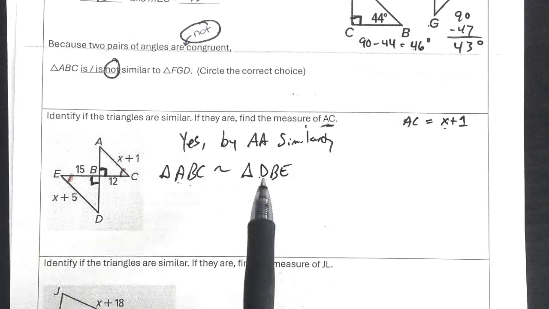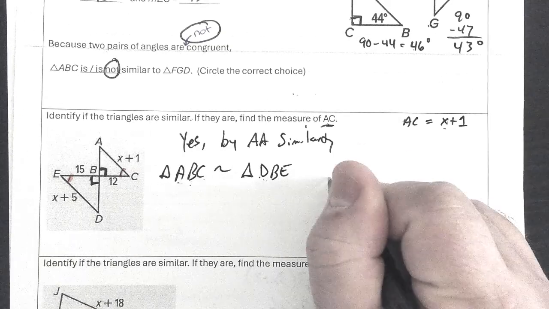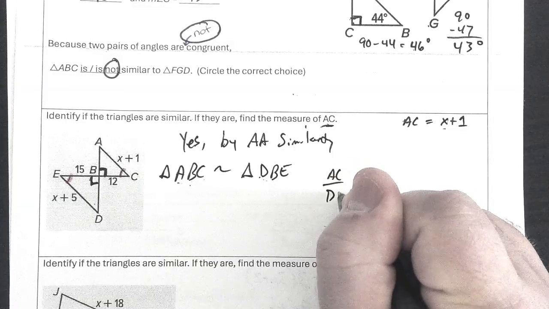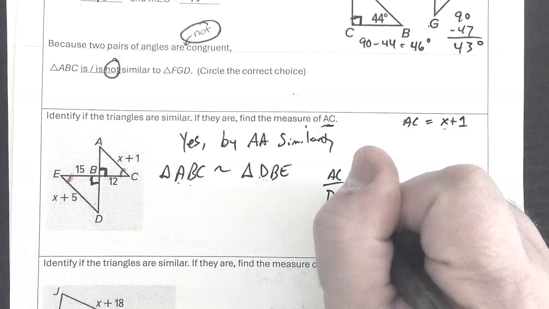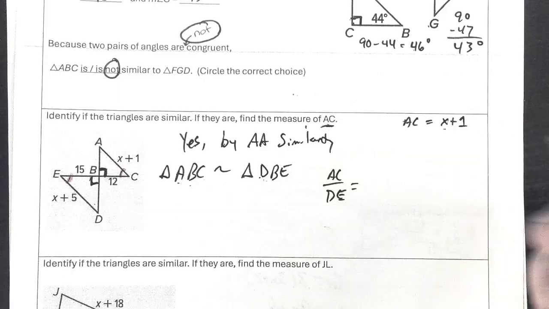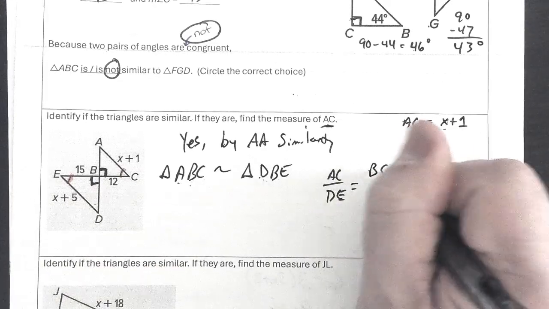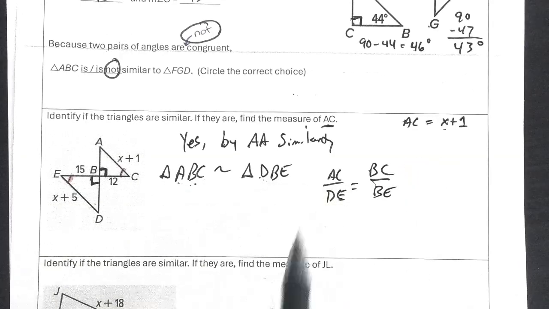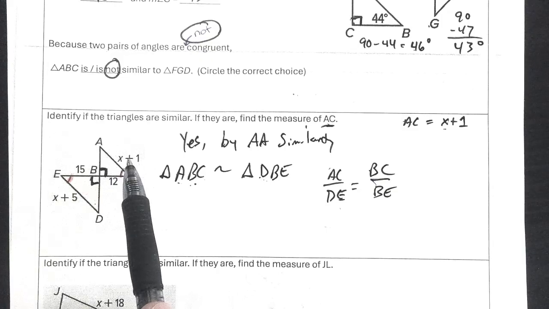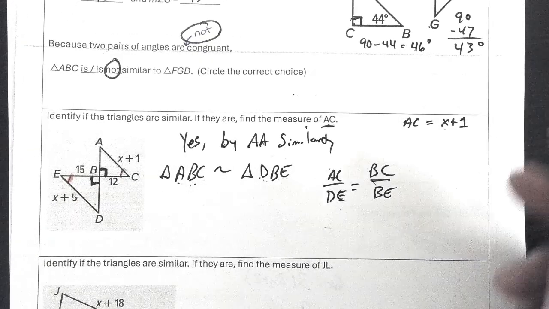So DE should go with AC. So we'll go AC to DC, no, DE, not DC. Crazy. AC to DE. And then it's BC to BE. So we need corresponding. Remember, if we start with this triangle on top, it needs to be on top both ways. That's how we did that. So let's plug these in, cross multiply.